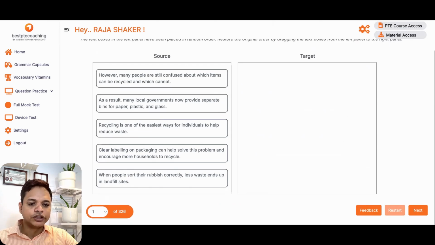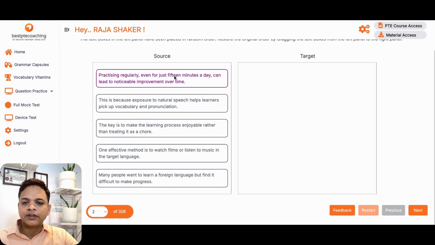Let's answer one more question. Practicing regularly, even for just 15 minutes a day, can lead to noticeable improvement over time. This is exposure to natural speech. It's about speech, vocabulary, language, all that. This is key because it makes the learning process enjoyable, not a chore. One effective method is to watch films. Okay, what is it all about?